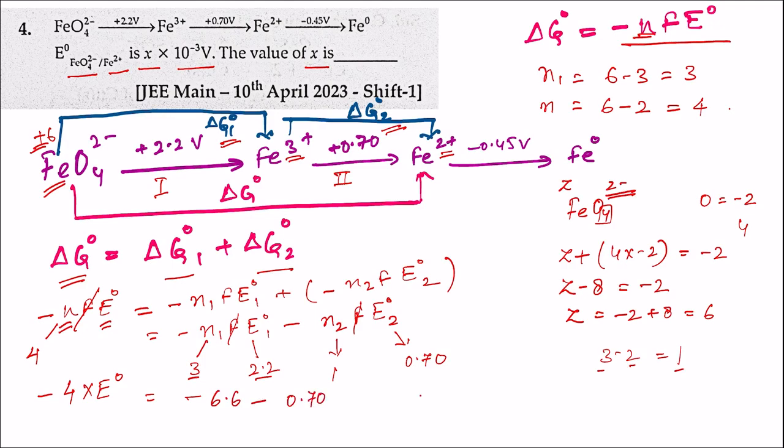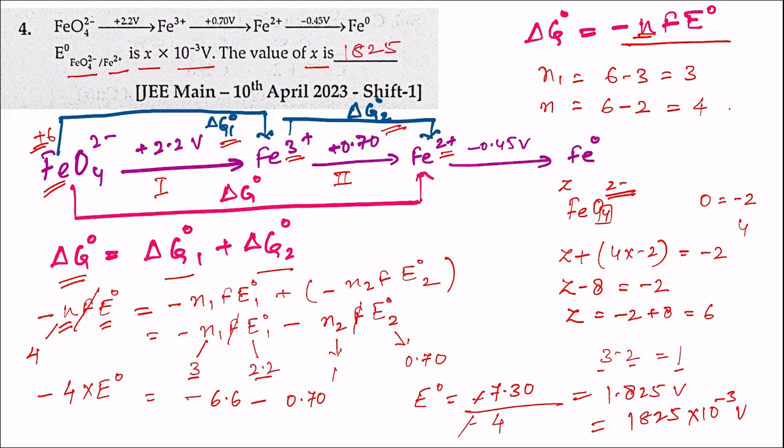Solving, minus 4 E0 is equal to minus 6.6 minus 0.70, which is minus 7.30. So E0 is equal to minus 7.30 divided by minus 4. Minus minus cancelled. E0 is equal to 1.825 volt, or it can also be written as 1825 into 10 to the power minus 3 volt. So x into 10 to the power minus 3 volt, the value of x is 1825.